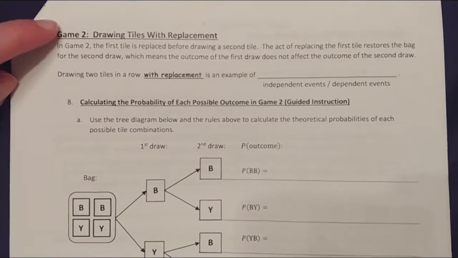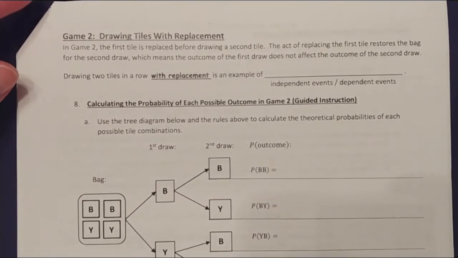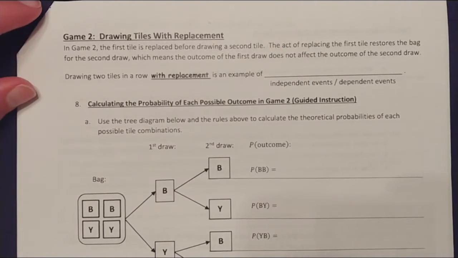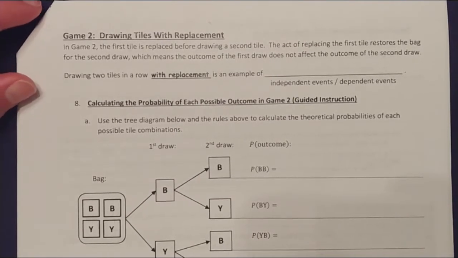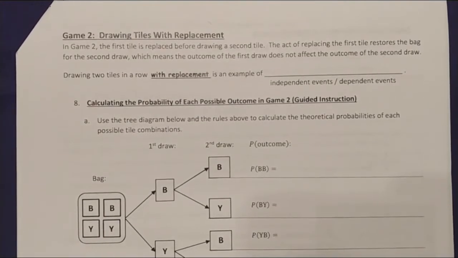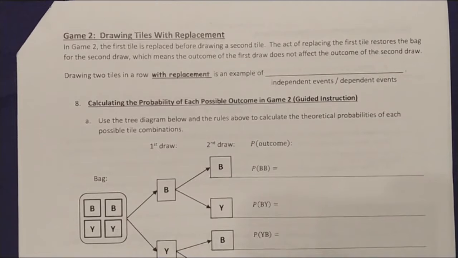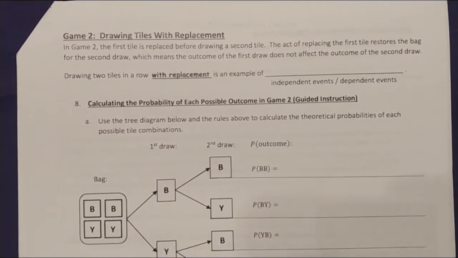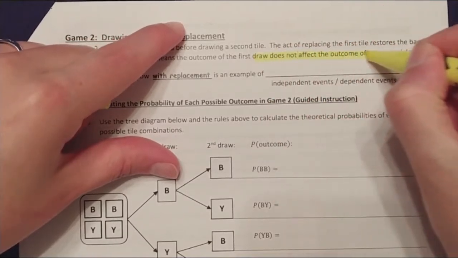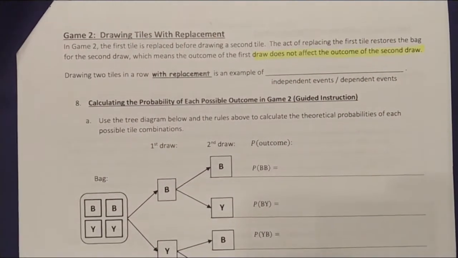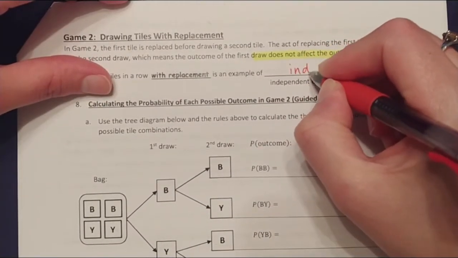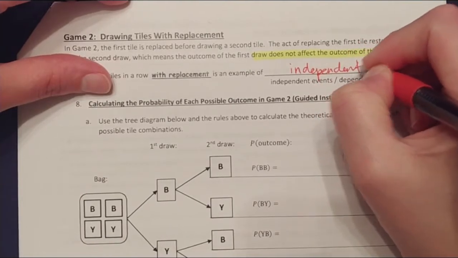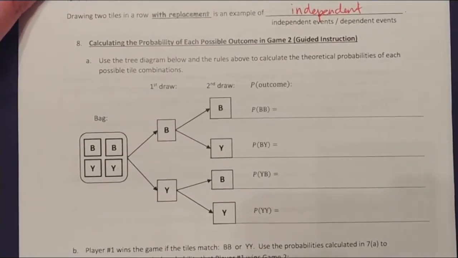All right, so let's do the theoretical probability now with the replacement of the tiles. Okay, so in game 2, the first tile is replaced before drawing the second tile. The act of replacing the first tile restores the bag for the second draw, which means that the outcome of the first draw does not affect the outcome of the second draw. So when you're drawing 2 tiles in a row with replacement, this is an example of independent events.